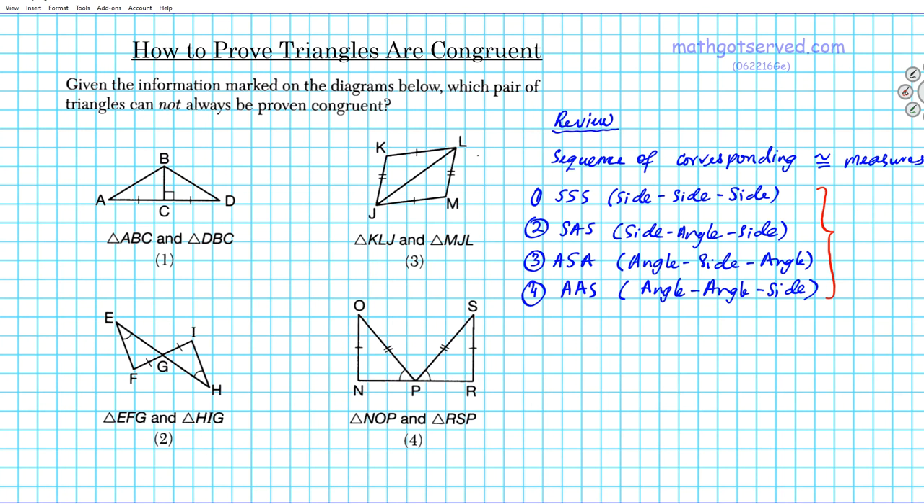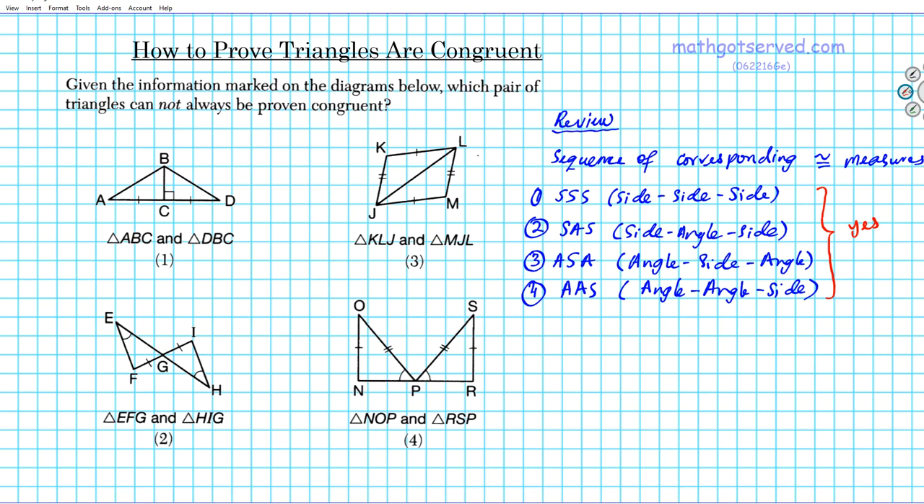HL is a situation dealing with right triangles, two right triangles, and a special type of orientation where they would share a particular type of setup, but SAS is sufficient.